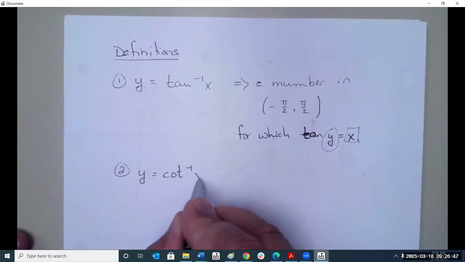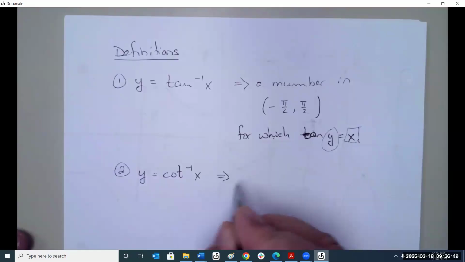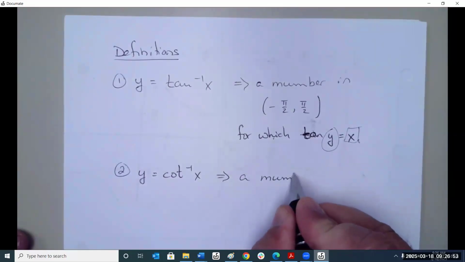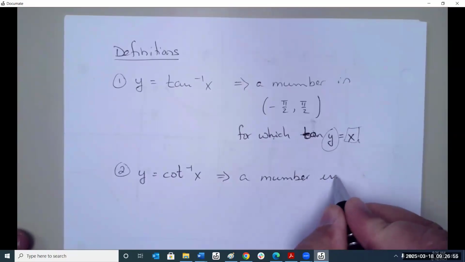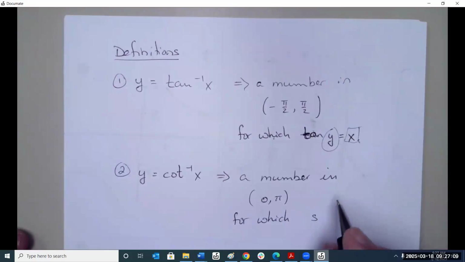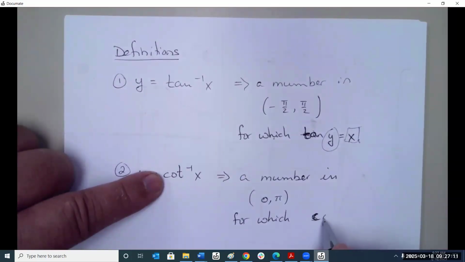The inverse cotangent function is a number in the domain 0 to pi, but just shifted by pi over 2, for which the cotangent of y is equal to x.